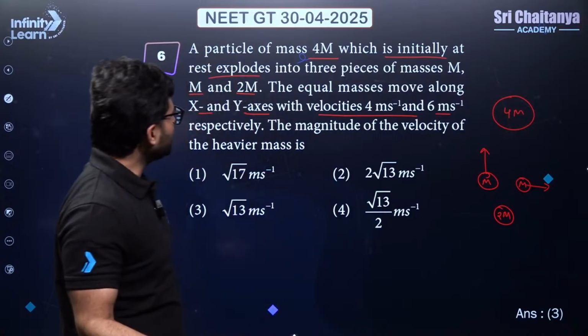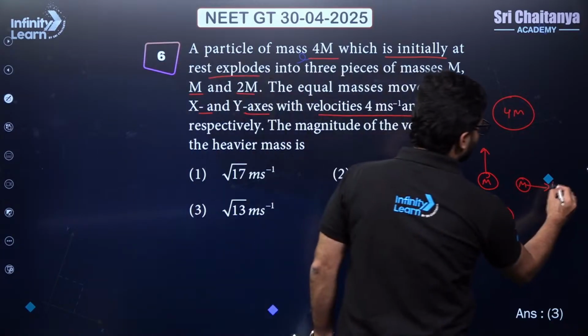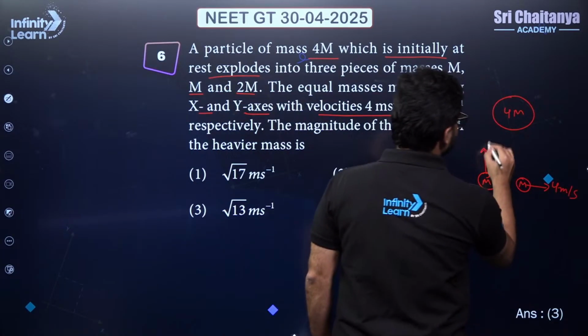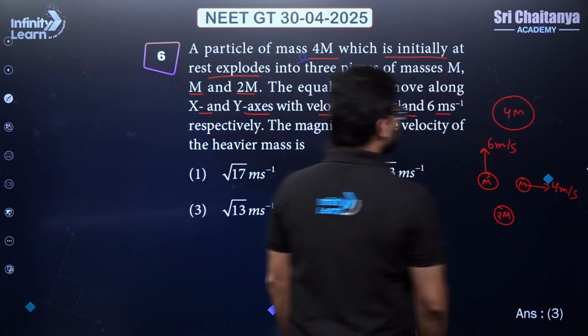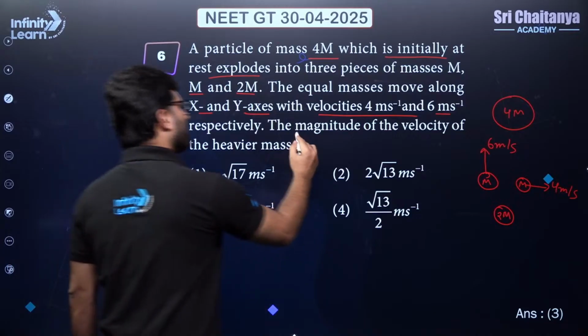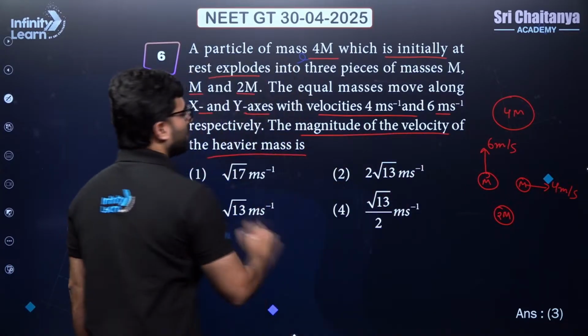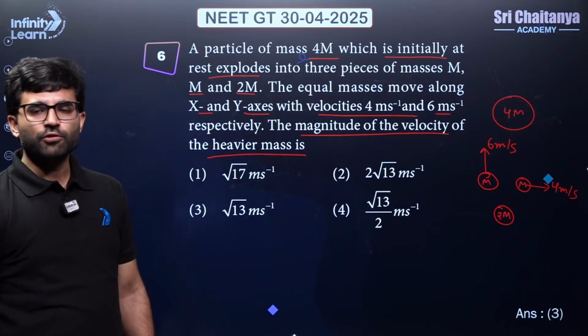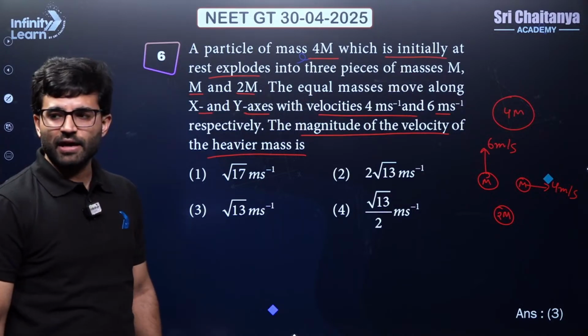And what is the velocity of these masses? 4 and 6. So this is 4 meter per second, this is 6 meter per second, right? This is in x axis, that is in y axis. Now you have to calculate the magnitude of the velocity of the heavier mass, which is the 2m, right? So how do we calculate this velocity of heavier mass?